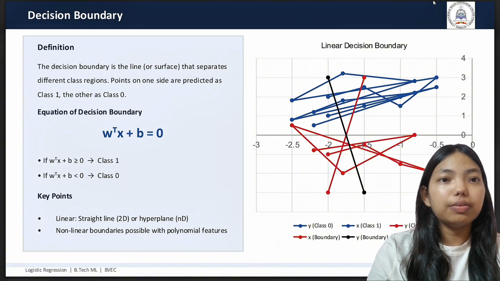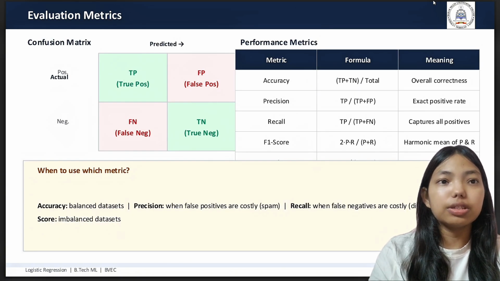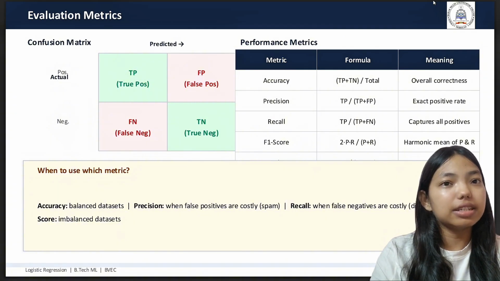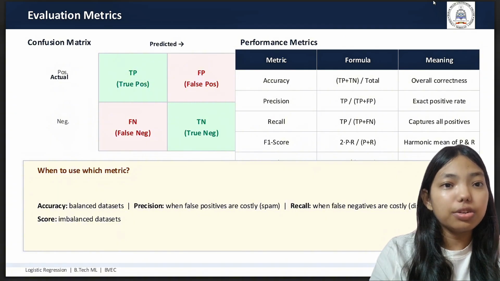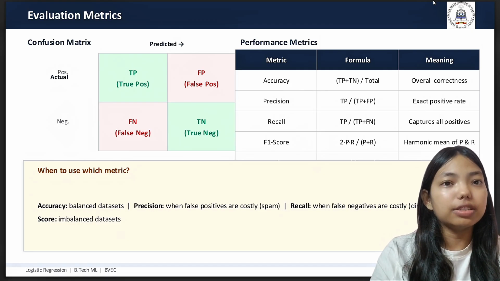So moving forward, we have the evaluation metrics. After building a logistic regression model, it is important to evaluate how well the model performs. For this, we use different evaluation metrics. One of the most important tools is the confusion matrix. It helps us compare the actual output with the predicted output. It consists of 4 terms: true positive, true negative, false positive, and false negative. Using these values, different performance metrics are calculated.